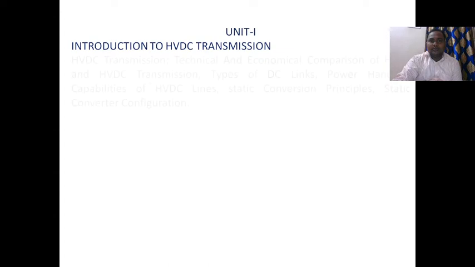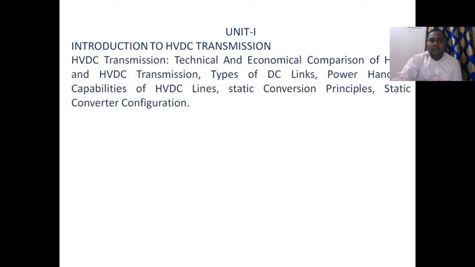Unit 1 contains the introduction to HVDC transmission. It consists of the technical and economical comparison of HVAC and HVDC transmission, types of DC links, power handling capabilities of HVDC lines, static conversion principles, and static converter configuration.